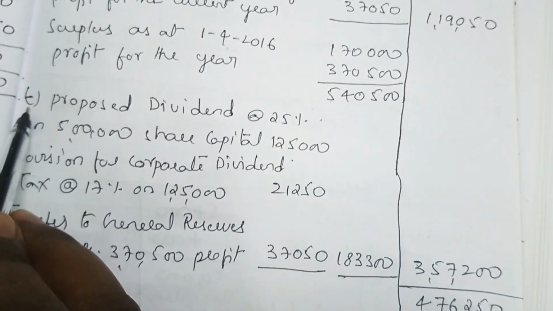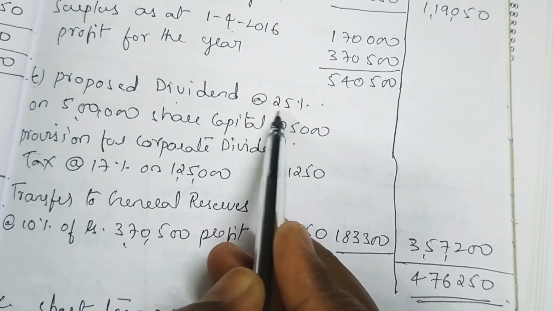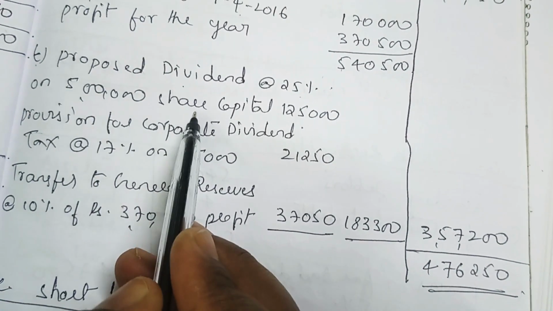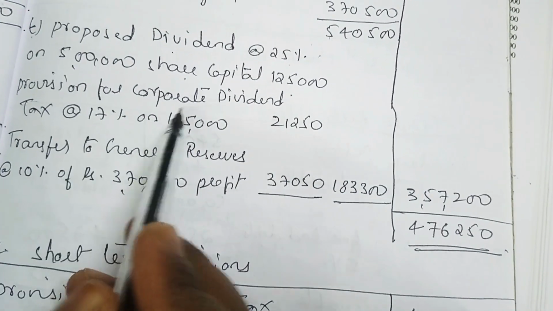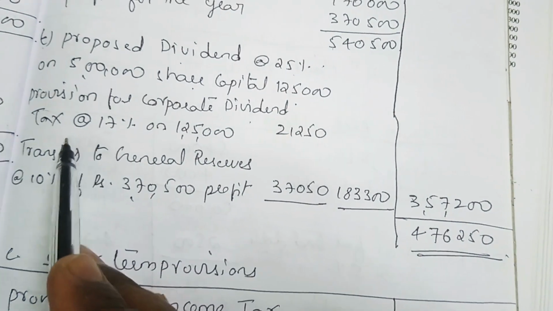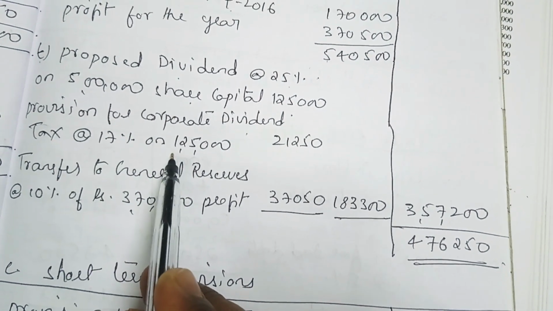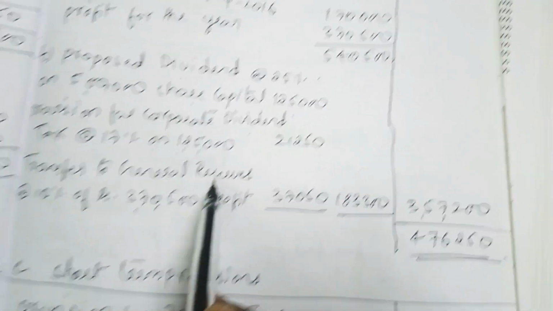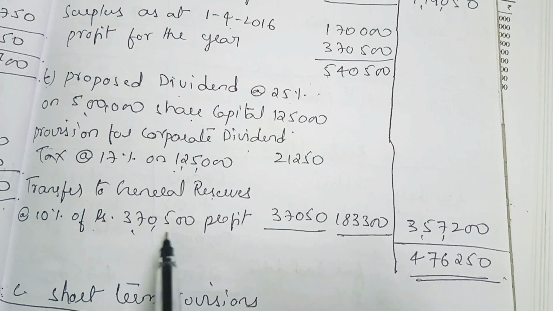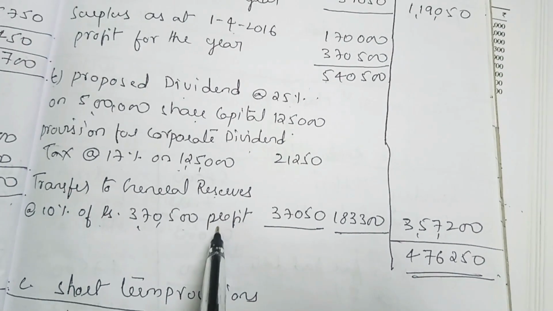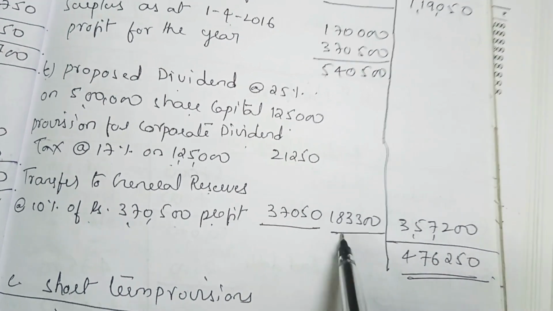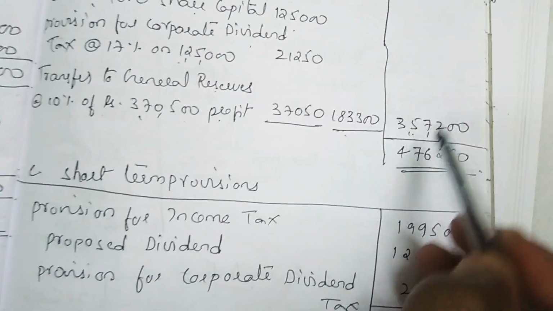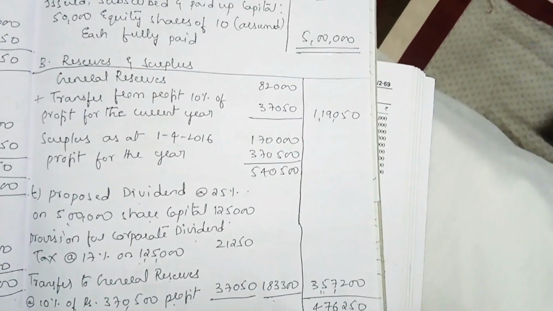From this you are going to deduct the proposed dividend of 25%, which he mentioned in the adjustments, on 5 lakhs of share capital, 1,25,000. Provision for corporate dividend tax at the rate of 17% on 1,25,000 you are going to calculate. You get this amount. Transfer to general reserve 10% of 3,70,500 of the profit. Then you get this amount, the total. So you are going to deduct from this, you get the outer column amount. Then this is the total amount for the reserves and surplus.